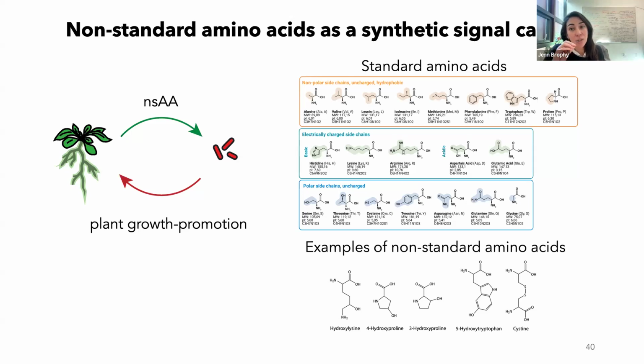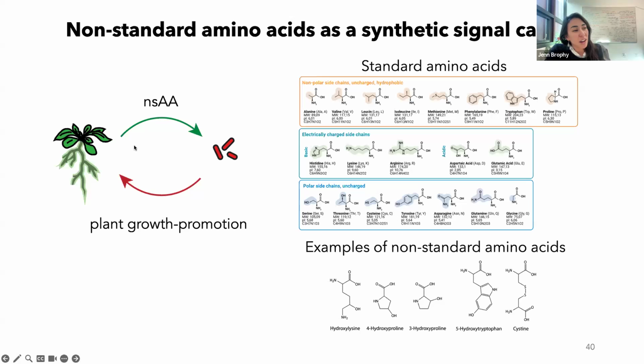And that signal would be contained essentially to the plants that we want to help grow, and the bacteria would then have very little plant growth promoting effects on other plants that they encounter, like weeds. And the signal that we are trying to use for this work is a non-standard amino acid.